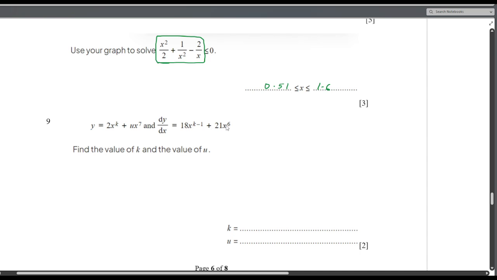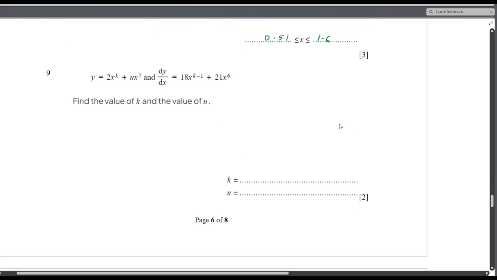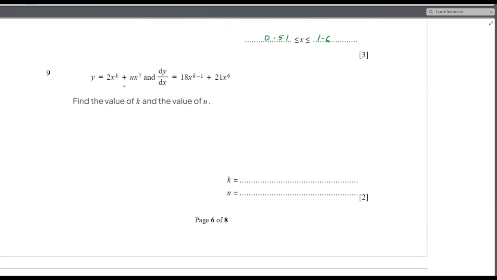Now, question number 9. Question number 9 is: y is 2x power k plus ux power 7, and dy by dx is 18x power k minus 1 plus 21x power 6. Find the value of k and the value of u. So I have to find the value of k and the value of u.